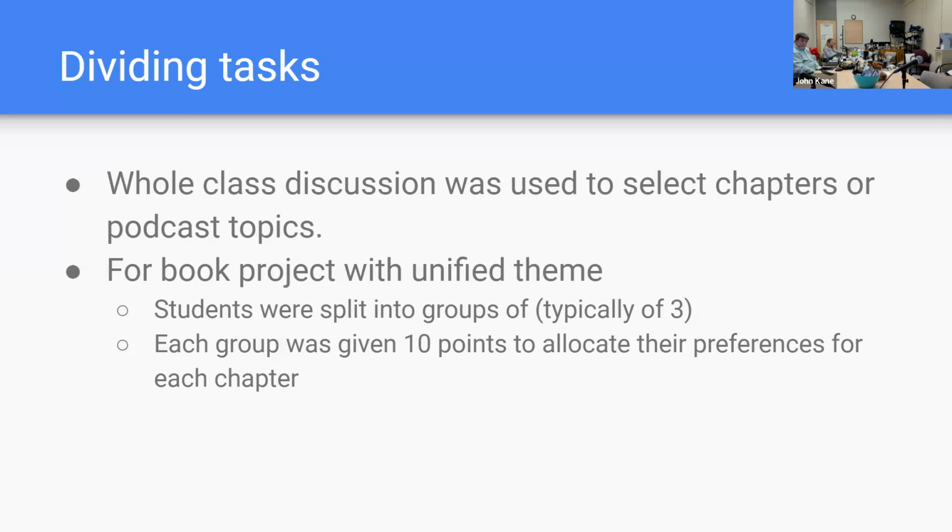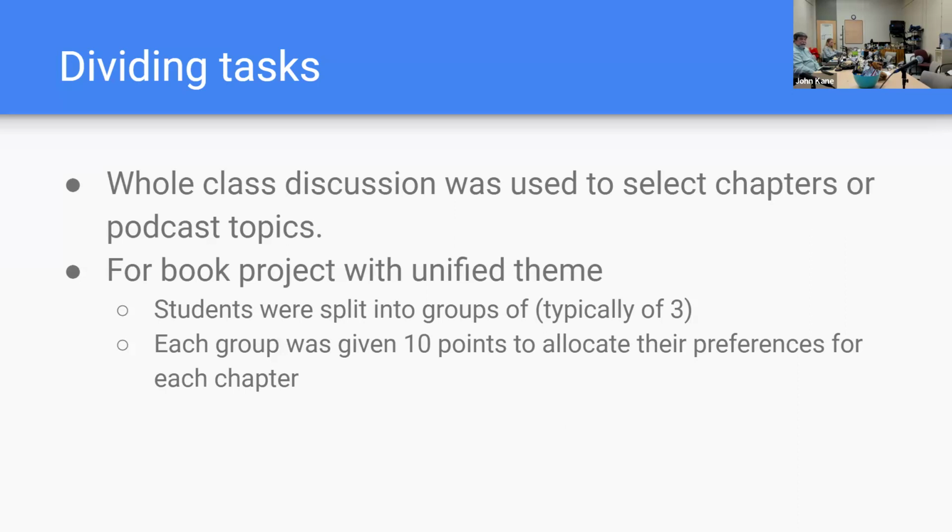I gave them 10 points to allocate on their preferences for each chapter. So if they really wanted to work on a chapter very strongly, they could bid all 10 points. If they were indifferent between two, they could do 5 and 5. If there's one that they really liked and another second choice, they might do 7 and 3. Or if they were somewhat indifferent, they could just spread it out among the most preferred.